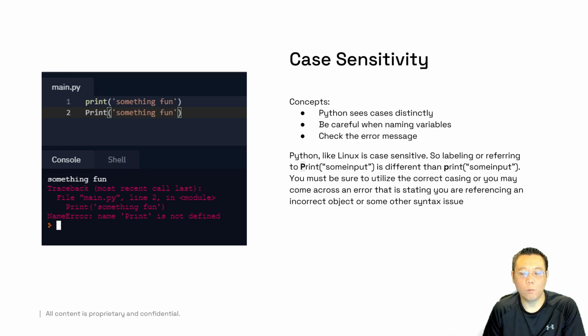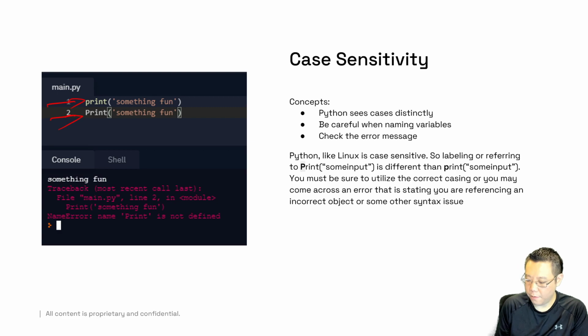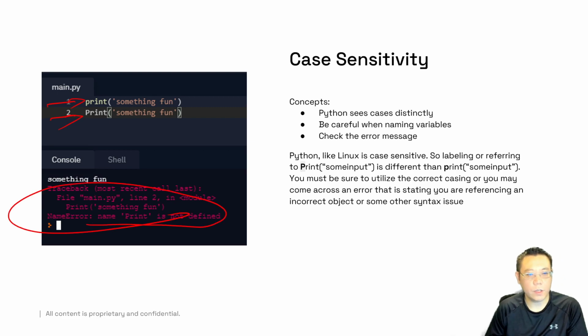Now, Python is designed to work in many operating systems. Earlier you learned that Linux is case sensitive. So saying lowercase print is not the same as saying uppercase print, and it'll give you an error accordingly. Again, case sensitivity: each case is a distinct version, so be careful when you're naming variables. Check the error messages every time you see something to understand what's going on here. In this case, there is no such thing as capital P for print. We want a lowercase p in this case.